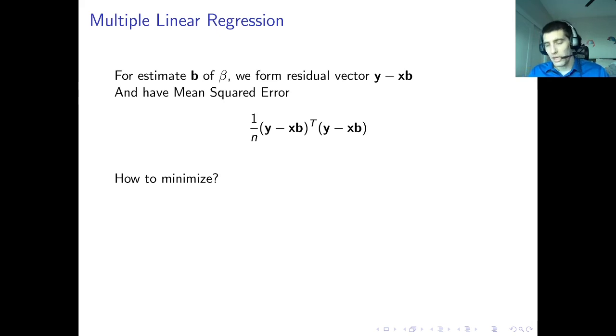So how do we minimize this mean squared error expression? This probably looks a little familiar. This is exactly what we had in the simple linear regression case. How do we minimize the mean squared error? How have we seen it done before?